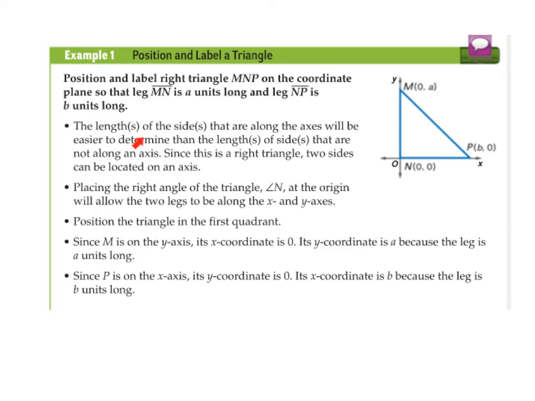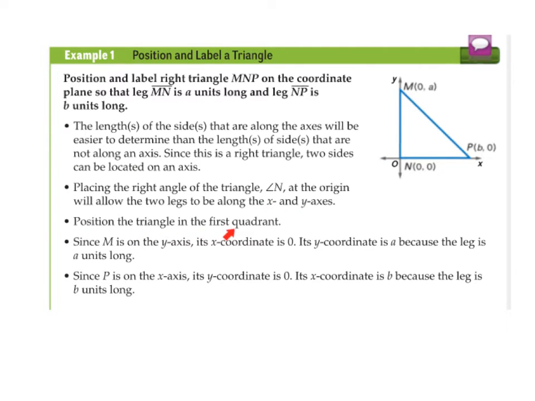So the lengths of the sides that are along the axis will be easier to determine than the lengths of sides that are not along the axis. Since this is a right triangle, the two sides can be located on an axis, so that's good. So placing the right angle at the origin will allow the two legs to be along the x and y axis.